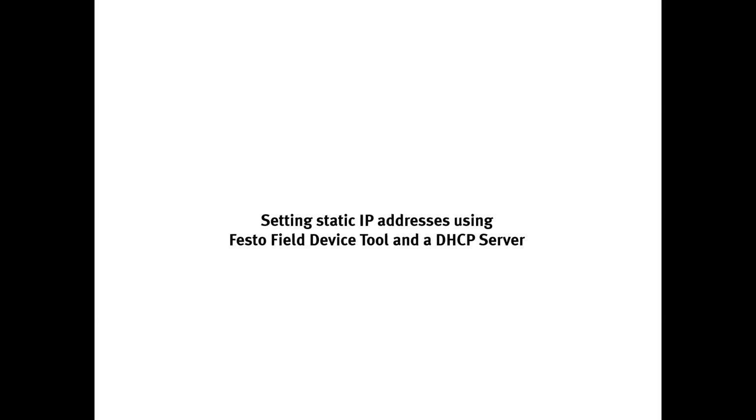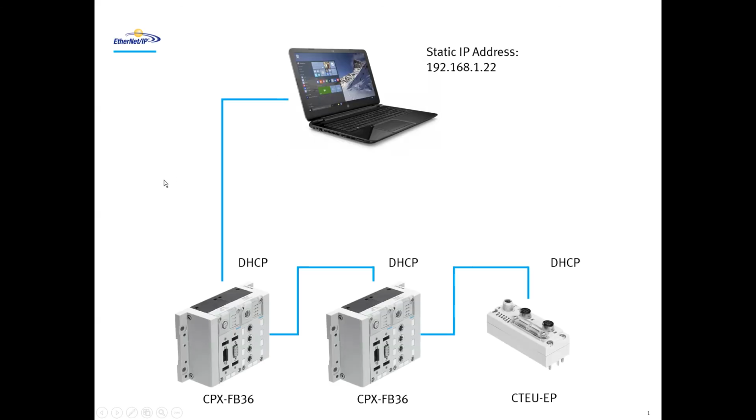What we want to do today is set the IP addresses of a couple of devices that are currently on DHCP. We're going to use a DHCP server and Festo Field Device Tool for this. So this is the network topology that I have here on hardware.